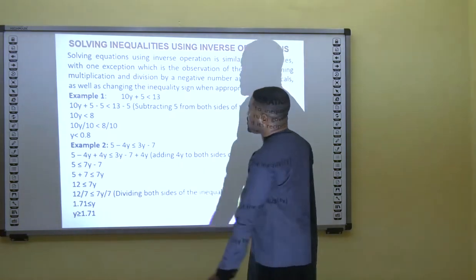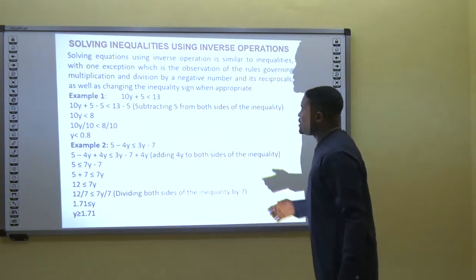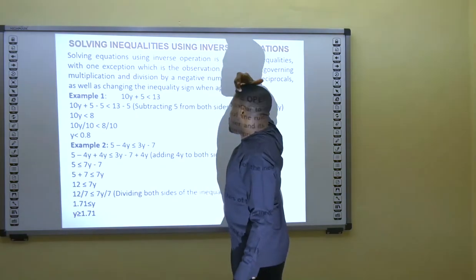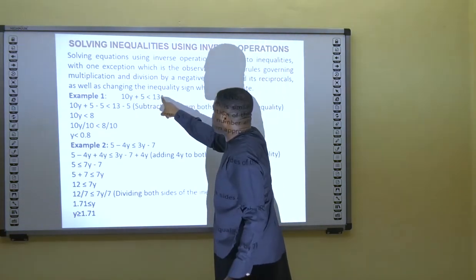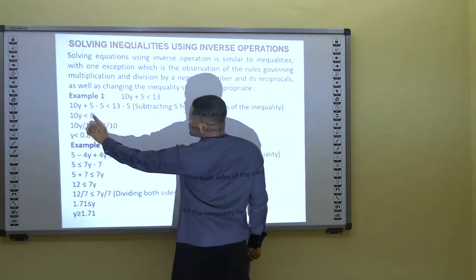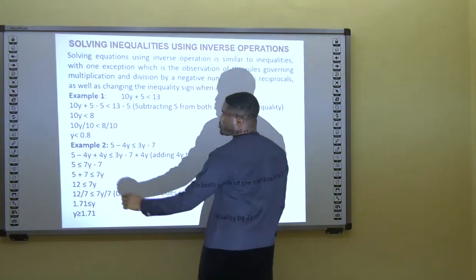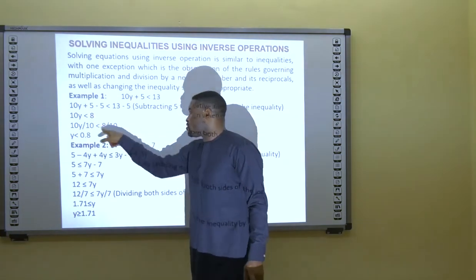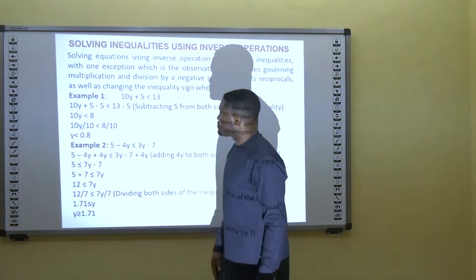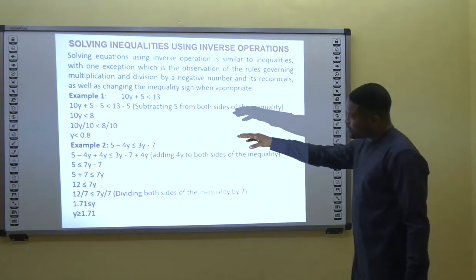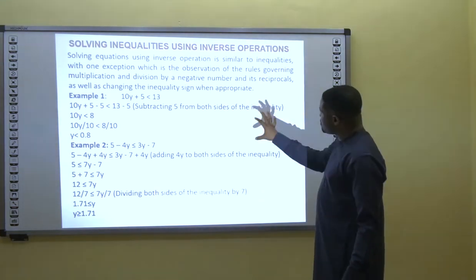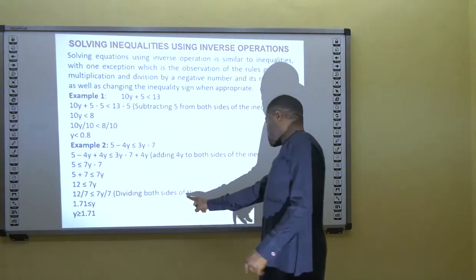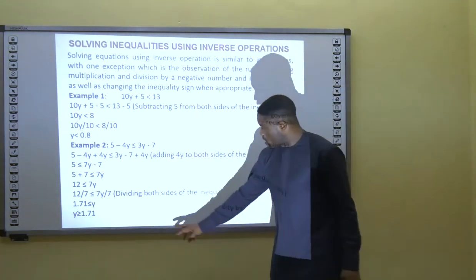So like in this case, we say 10y plus 5 is less than 13, so that means we bring 5 to the other side of the equation, we now have that 13 minus 5 will give us 8, so it means that 10y is less than 8. So to get rid of the 10 in front of the y, we divide all through by 10. This sign will change as a result of the division, and then we now have y is less than 0.8. So that's the answer to that inequality problem. So it's just the same case all through this class. Dividing both sides of the inequality by 7, we arrive at this point.